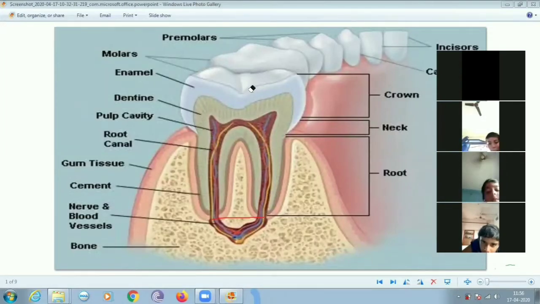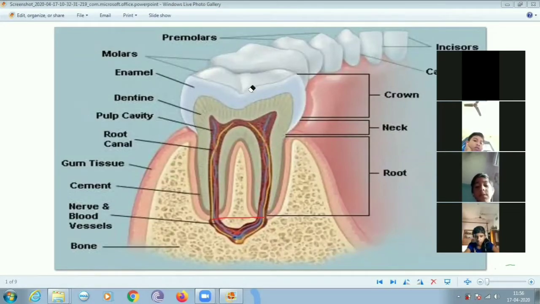Now come to the layers of a tooth. What is there inside a tooth? Inside a tooth, there are three layers. The first layer is enamel, the second layer is dentine, and the third layer is pulp. Here you can see the red portion, that is called the pulp cavity or pulp. So let's start with enamel.